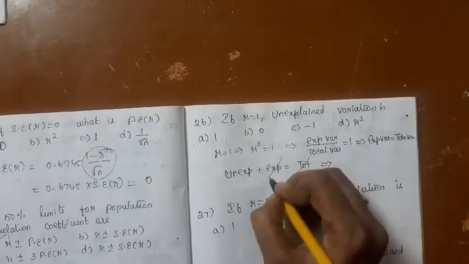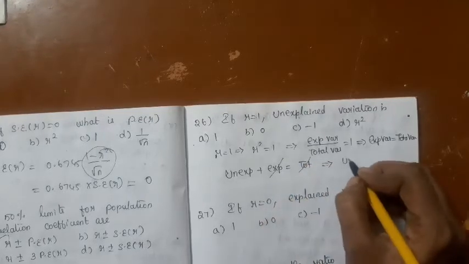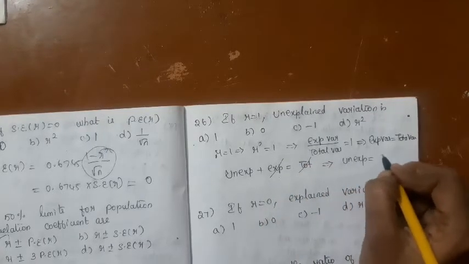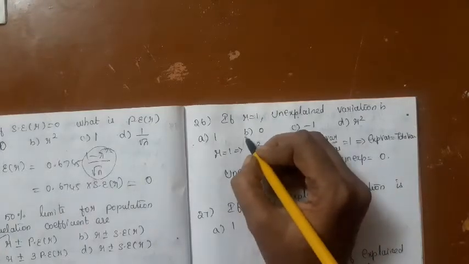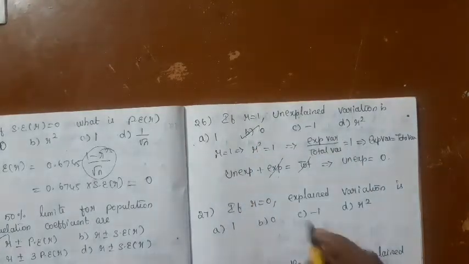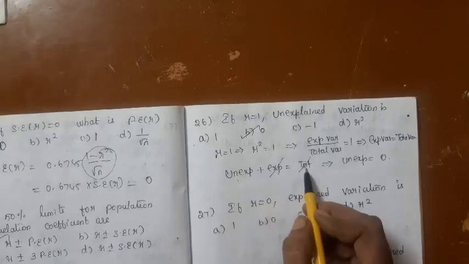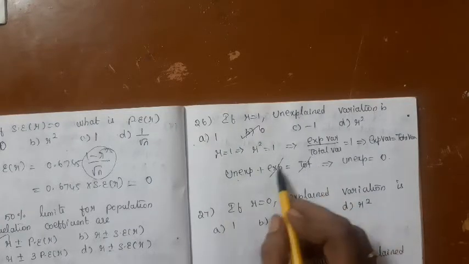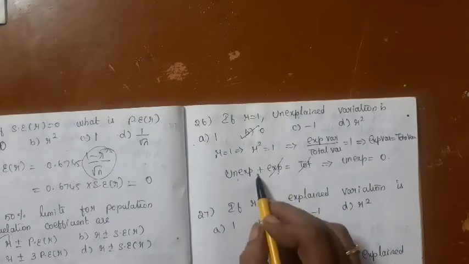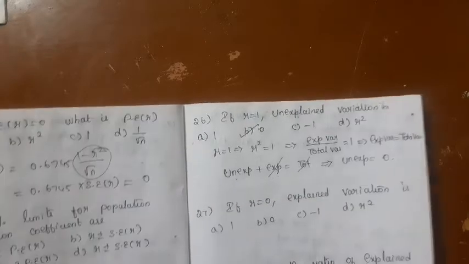So these two are equal, so they go off. So unexplained variation is equal to 0. Answer is option B, right? Unexplained variation plus explained variation is total variation. These two are equal, so you have unexplained variation is equal to 0.